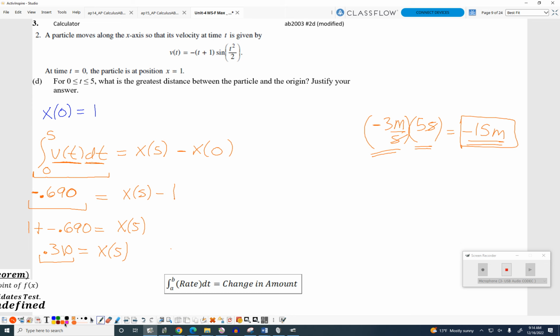What's left now is to go find the other positions. Once you find the other positions, you'll have a list of 5 different positions. From that list, you can determine when the particle is farthest from the origin.